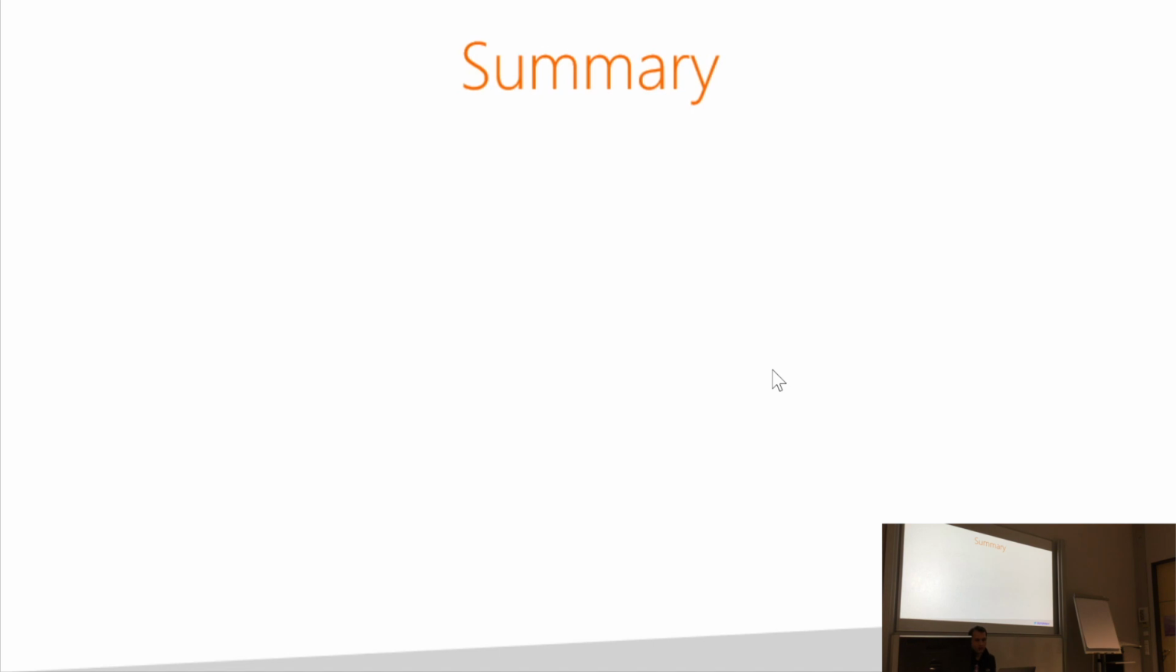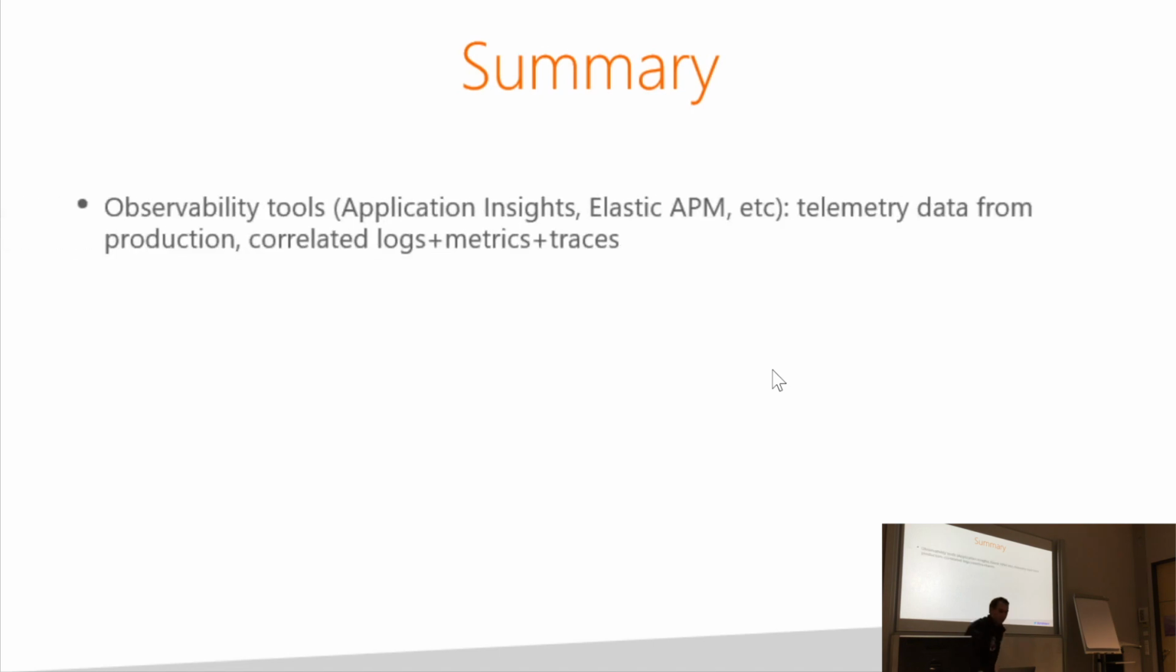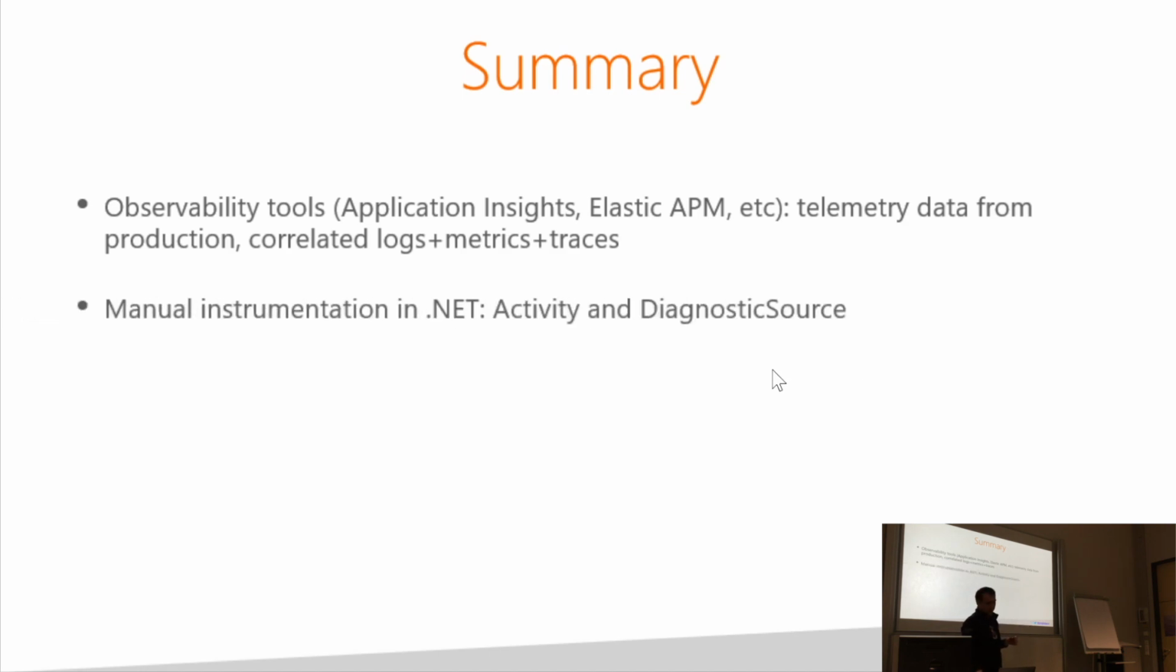So what did we talk about? Let's get a quick summary. We saw how Application Insights and Elastic APM work. We saw how those collect telemetry data from your production systems. We also saw that they correlate logs, traces, and metrics. We also talked about how to manually instrument your code, if you want to have information about some part of your code.